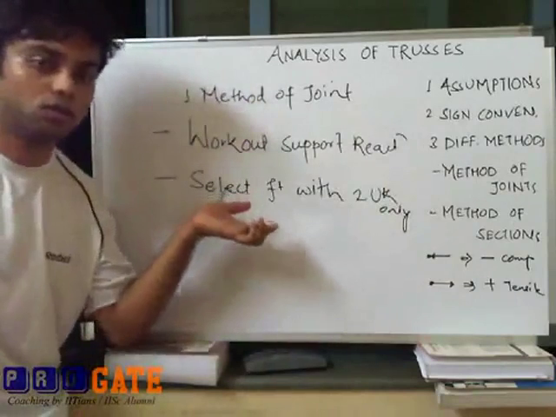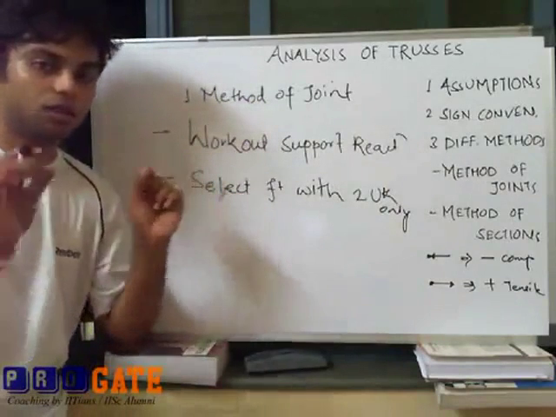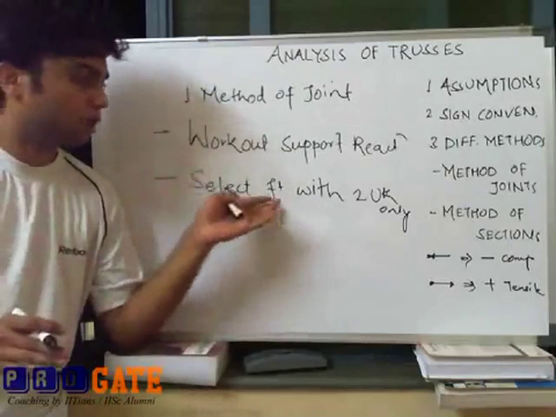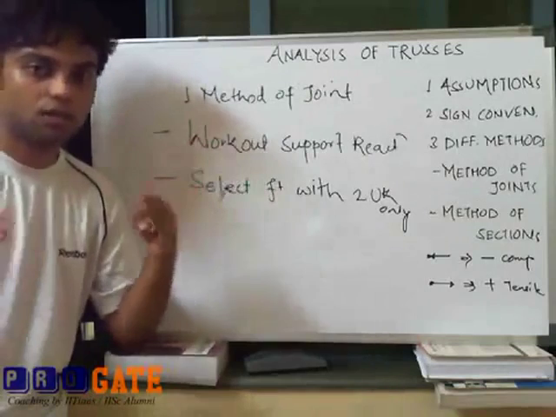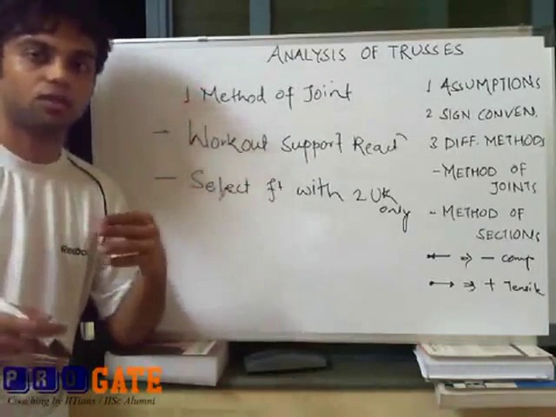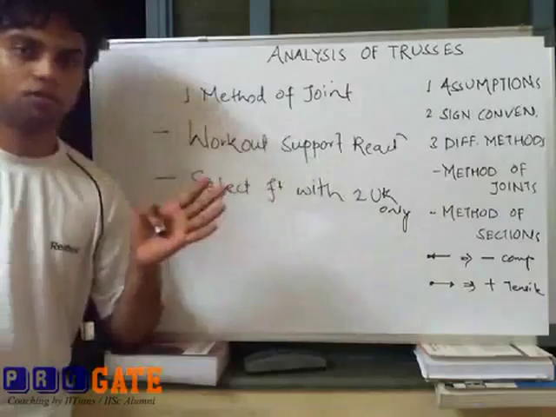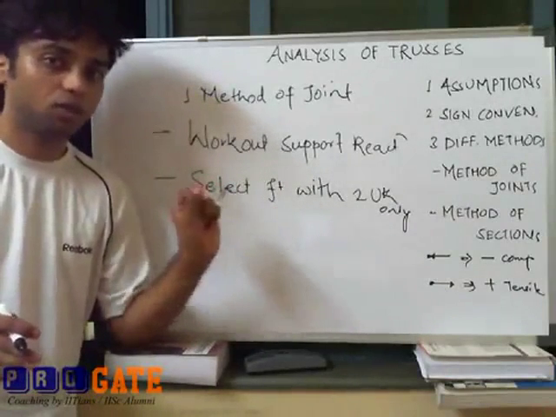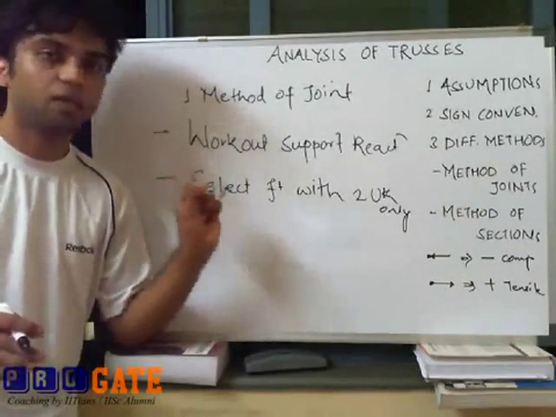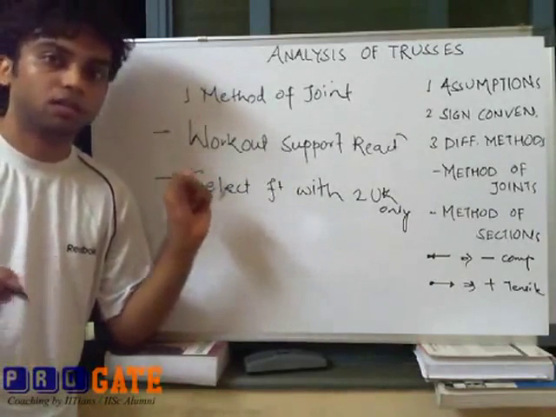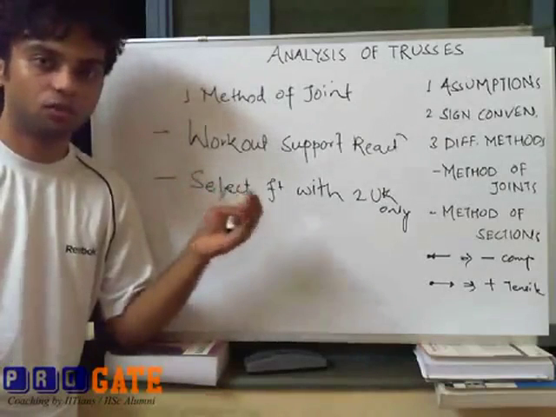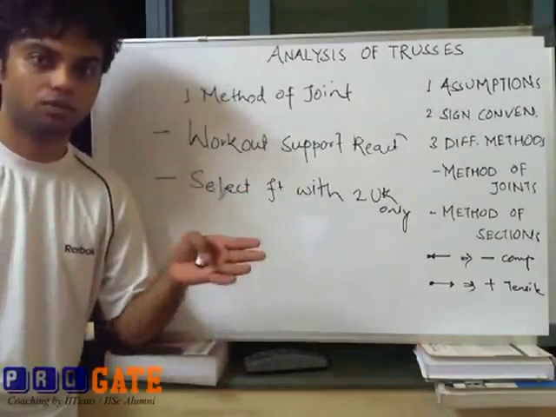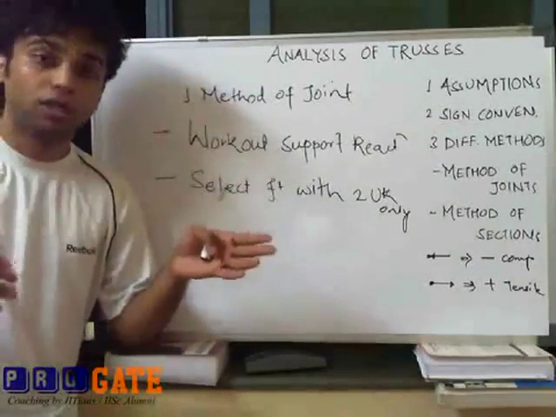Two unknowns means select such a joint which has only two members connecting to it, and start from that joint. Analyze that joint first, consider all the equations of equilibrium. Of course, when we are talking about a local equilibrium of a joint, then I specifically mean that summation H and summation V only, because summation M we cannot apply on a joint. It has to be applied for a plane, at any point in a plane it can be applied.